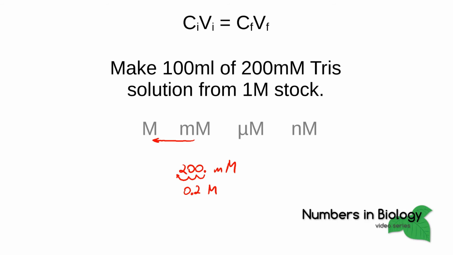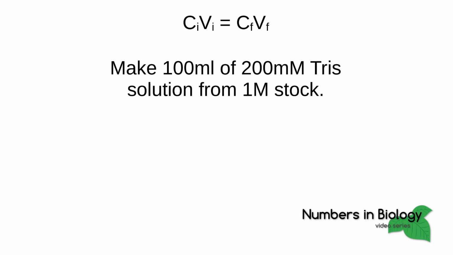Now that you have this, you can plug that directly into the formula and get the right answer. So in this case here, we're going to call this 0.2 molar. And so now CI VI.